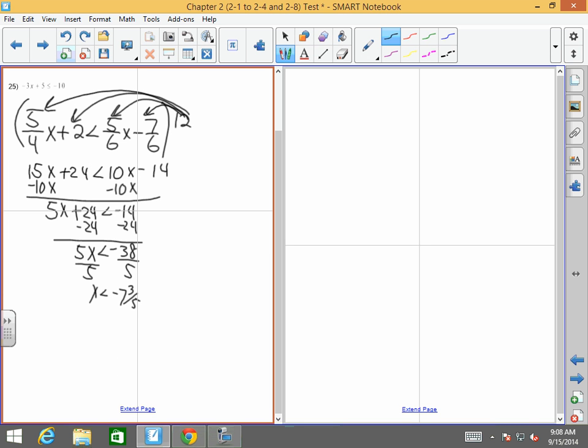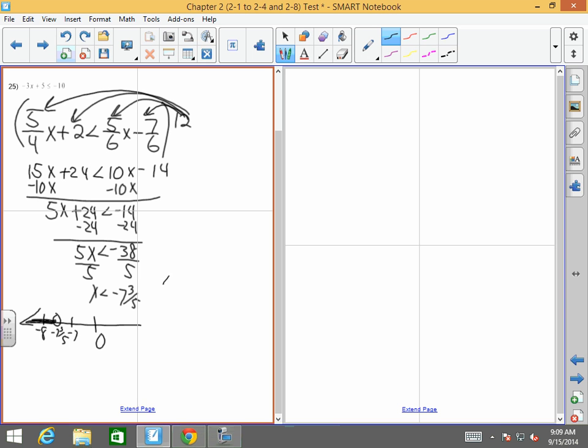I said in order for you to get this right, you have to solve and graph it. Some of you forgot to graph. The graphing, here's your 0. Here's negative 7. Here's negative 8. Negative 7 3/5 is about here. It's going to be an open circle, okay? Because it's less than, and it's going to be shaded to the left.